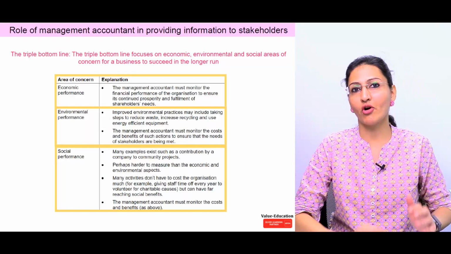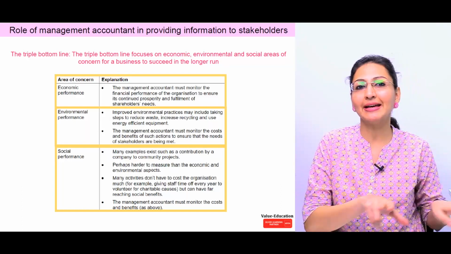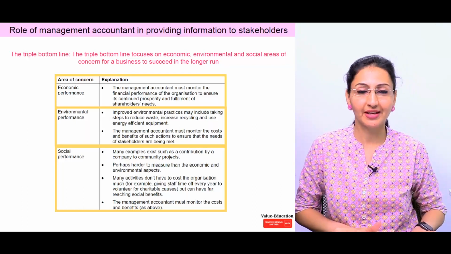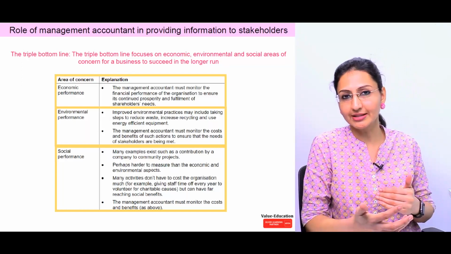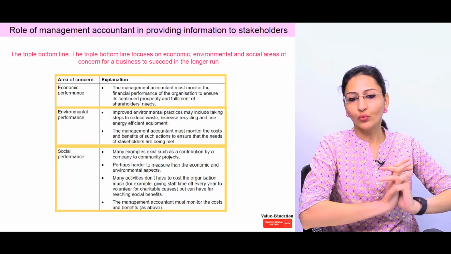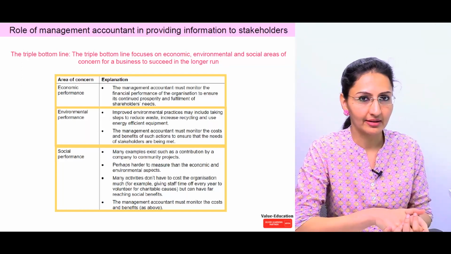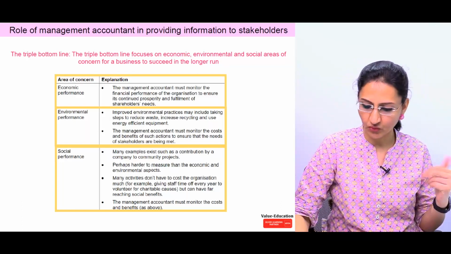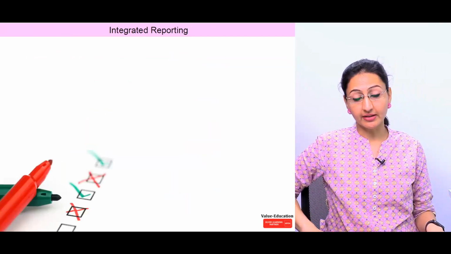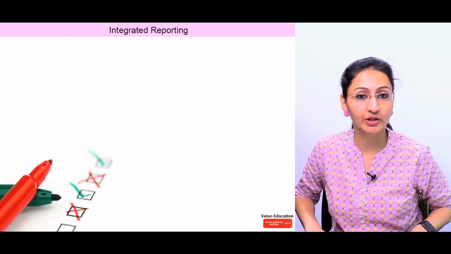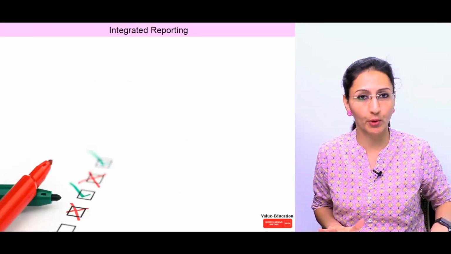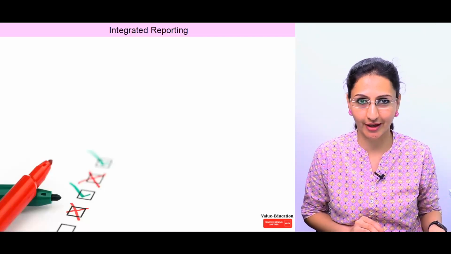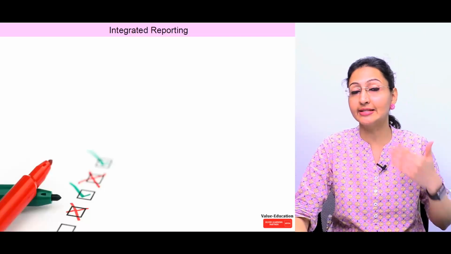That's how social performance is measured by a management accountant. He has to keep a track of what all costs and what all benefits you are getting with performing well in case of society, social factors, right? So this is quite a generic one. Now let's come to a very important portion, that's integrated reporting. Integrated reporting. Now what is this integrated reporting? It's a new concept.